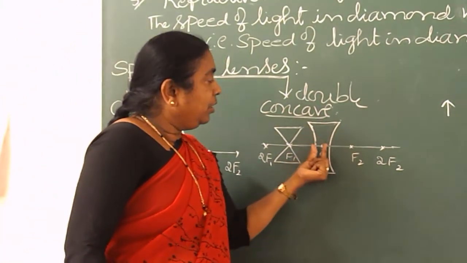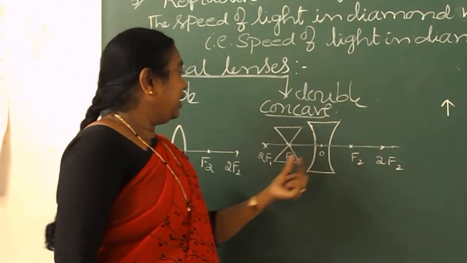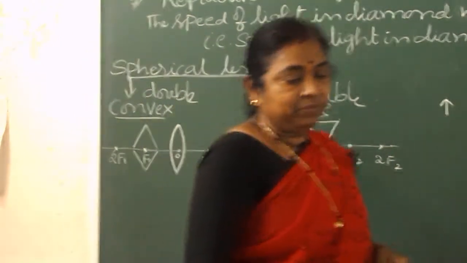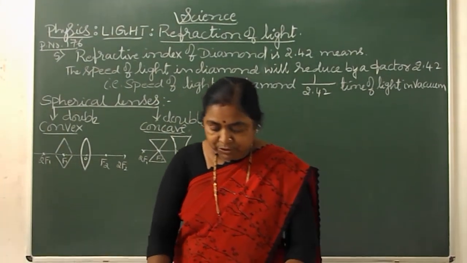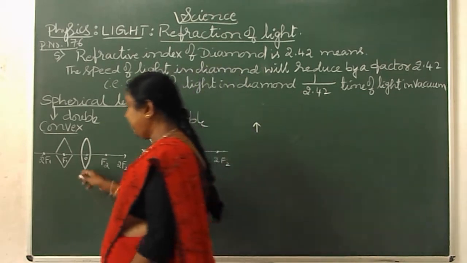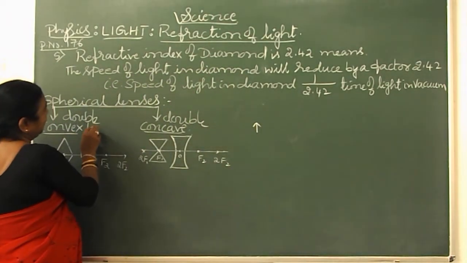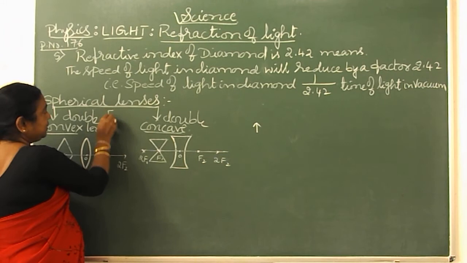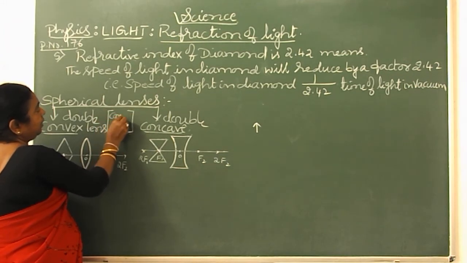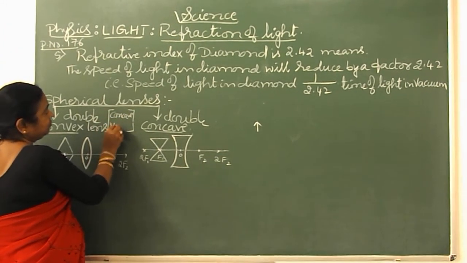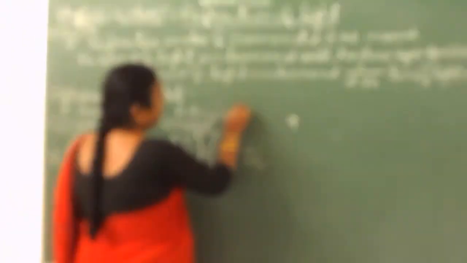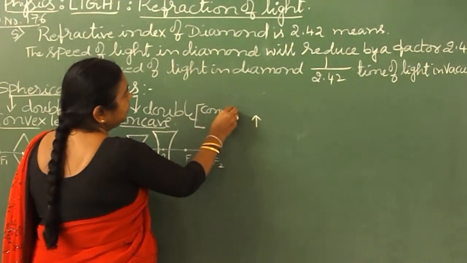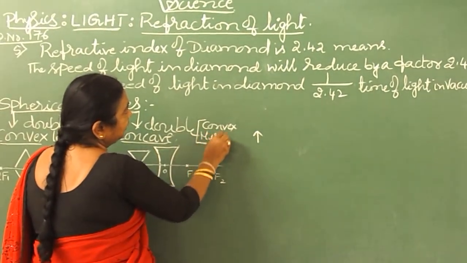Double concave, curved at the center part. Then let us see how the images will form in comparison with the mirror. Whenever you are comparing with the double convex lens, it is similar to the concave mirror. The properties are always similar. Whereas the double concave lens is always similar to the convex mirror.